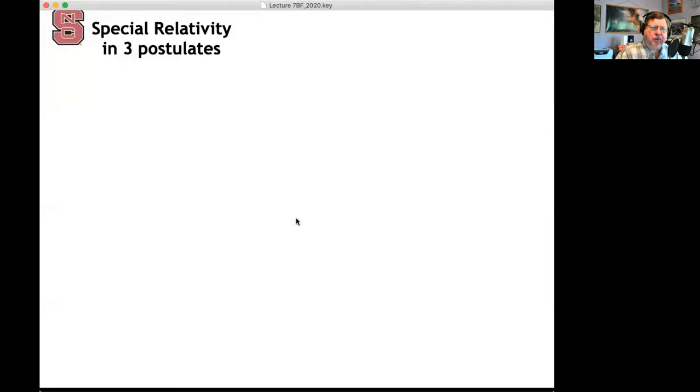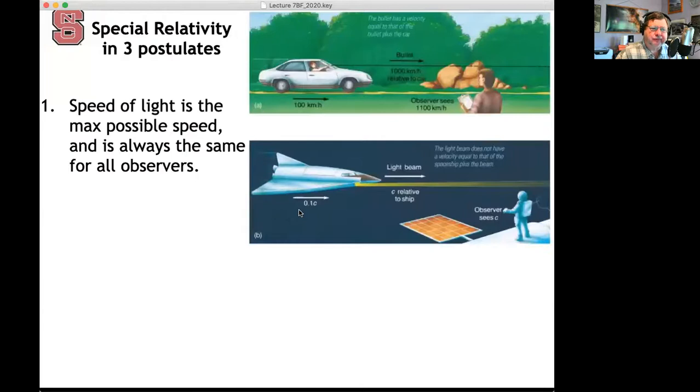So what special relativity says, and this violates common sense, I'll give you the 3 postulates, and then we'll show a little video that hopefully will put some meat on them bones. The speed of light is the maximum speed in the universe, and it's always the same relative to observers.